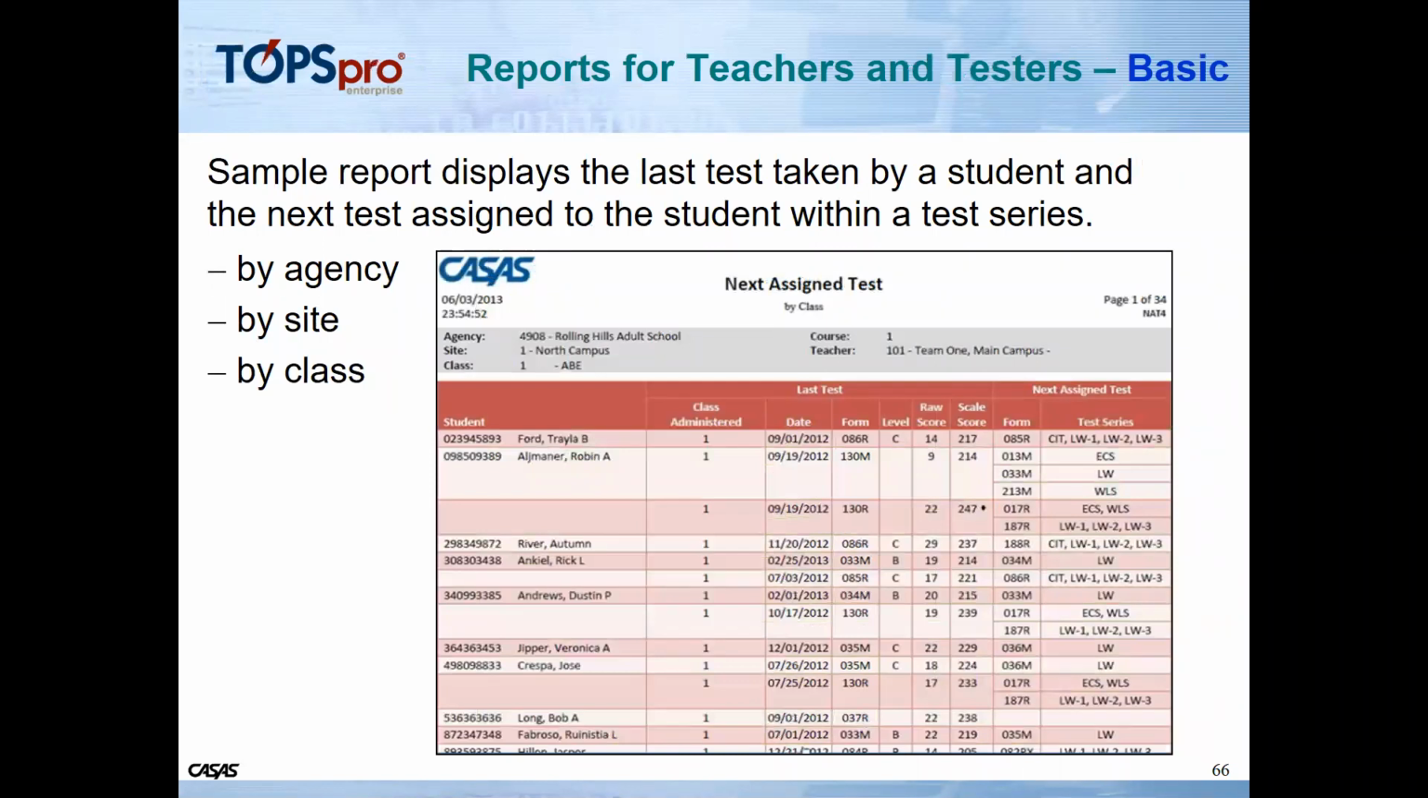And you can also see the next assigned test, which is actually embedded in the e-test and Top Pro Enterprise TE, so that it will automatically put students in the next appropriate assigned test. But in the software, there's this report that can be generated with the basic implementation. And if you're scanning into Top Pro Enterprise using paper and scanning, you can generate this report, which can tell you which the next assigned test should be.